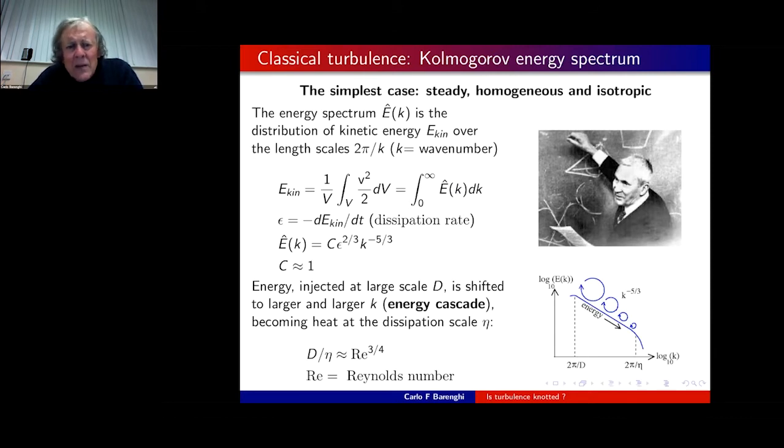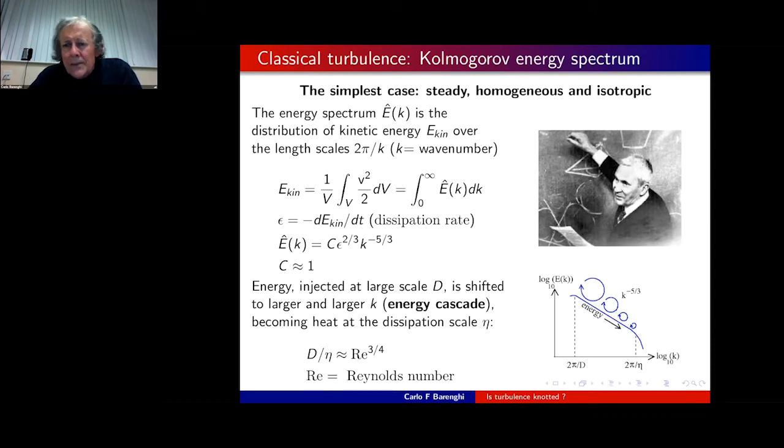And the answer is given by this energy spectrum, E hat, which is written here in the middle of this slide. The distribution follows this power law scaling, k to the minus 5 divided by 3. So this is often referred to as the Kolmogorov energy spectrum.